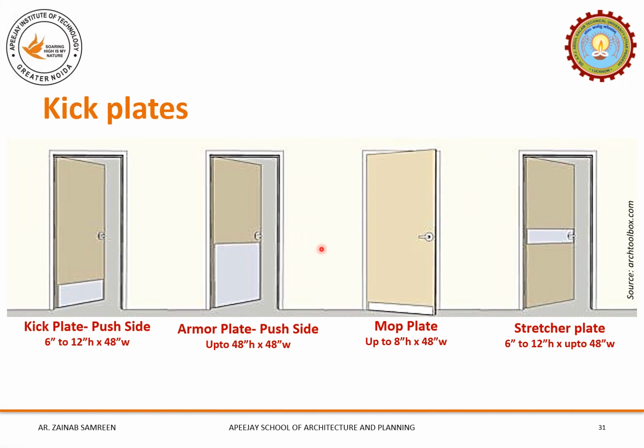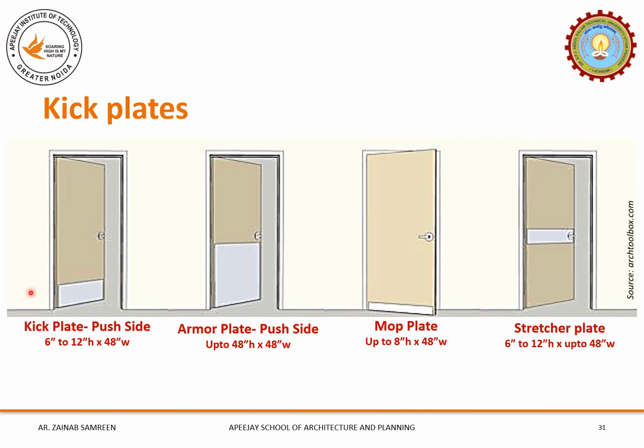There are various types of protection plates. One thing to keep in mind is that these types of plates are usually sized to be 2 inches less than the width of the door. 1 inch is left from here and 1 inch is left from here. And then the plates are centered on the door panel. You may confirm this criteria with the building owner also, since some institutions have different requirements.